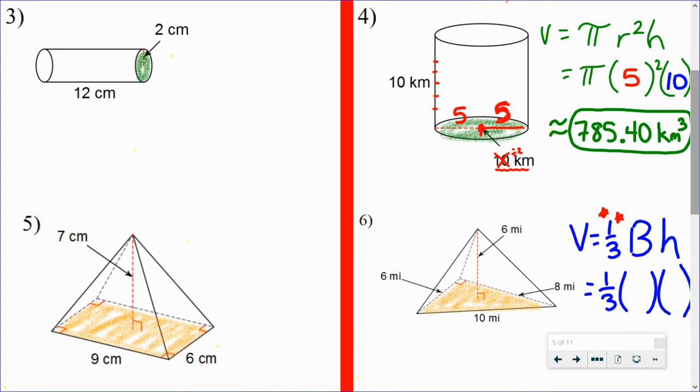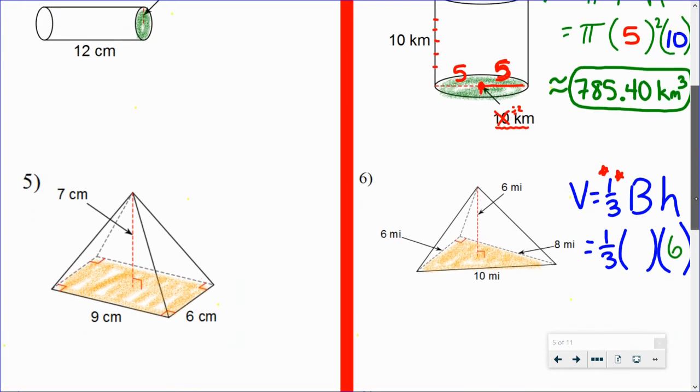Now I can quickly see that the height is 6 miles tall. But the area of that base, there it is again. We got another triangular base here, so I'm going to redraw it off to the side. If you don't want to, you don't have to.